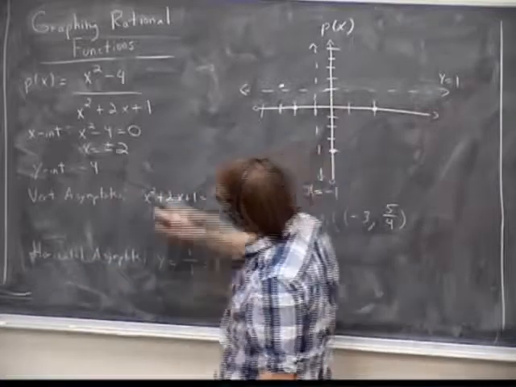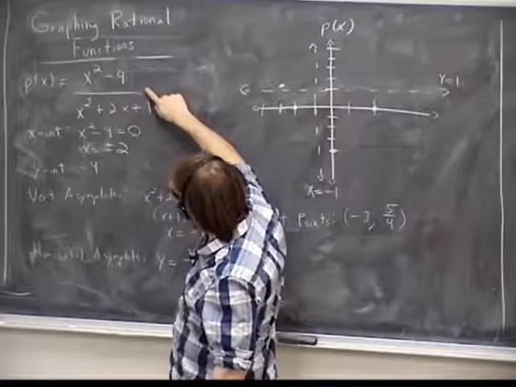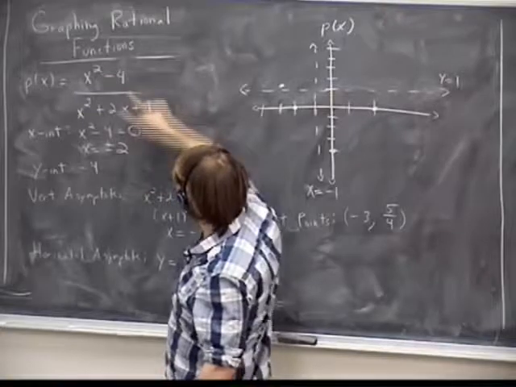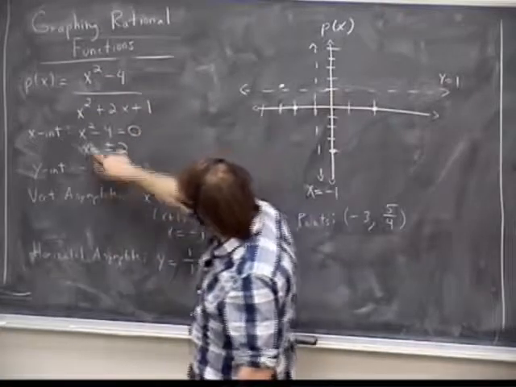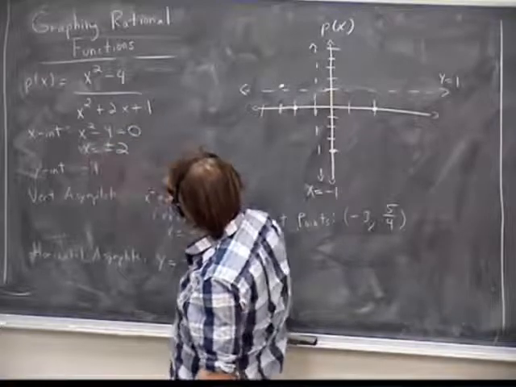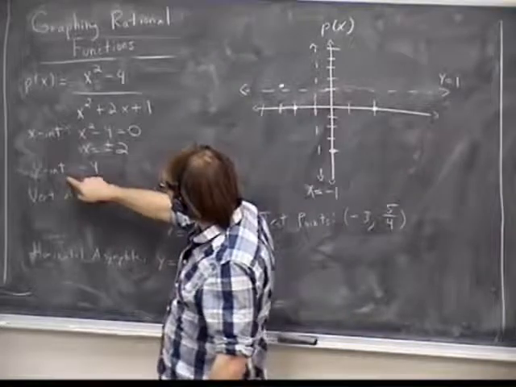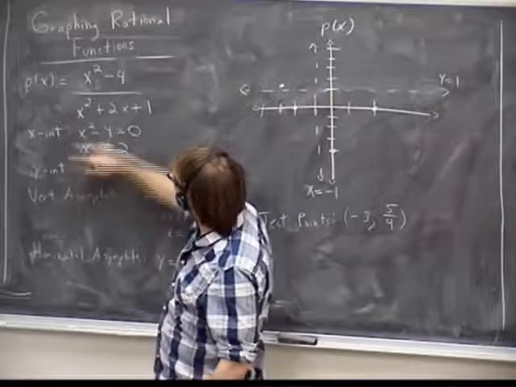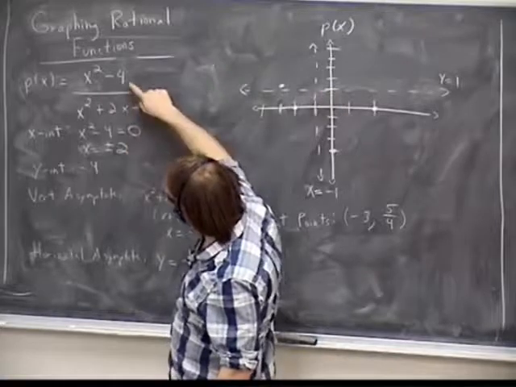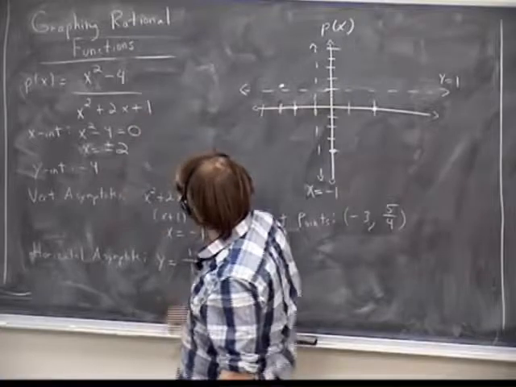Okay, so to find the x-intercepts, we want to set p of x equal to 0, but actually because it's a fraction like this, we only really need to set the top to 0 and solve that equation. So we have x squared minus 4 equals 0, so x is equal to plus or minus 2. Now to find the y-intercept, just like with every other function, we plug in 0 to p. When we plug in 0, we get negative 4 on the top and 1 on the bottom, so our y-intercept is at negative 4.